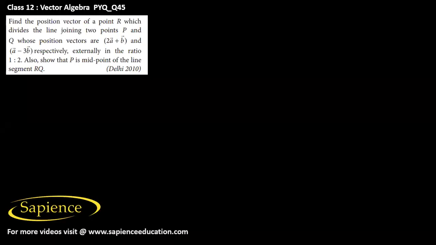Okay, so here we have been asked to find the position vector of a point R which divides the line joining the 2 points P and Q with these position vectors externally in the ratio 1:2. So therefore, here we have got 2 points P and Q, and the point R divides the line joining P and Q in the ratio 1:2.